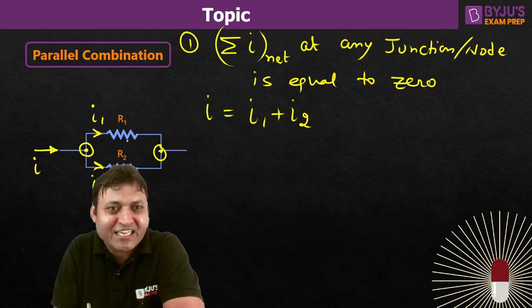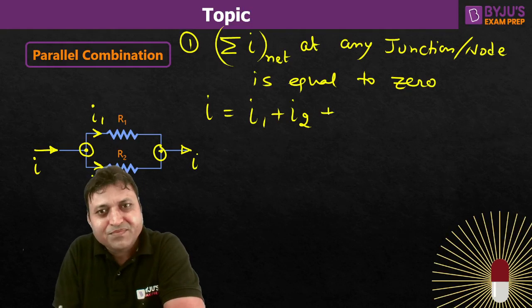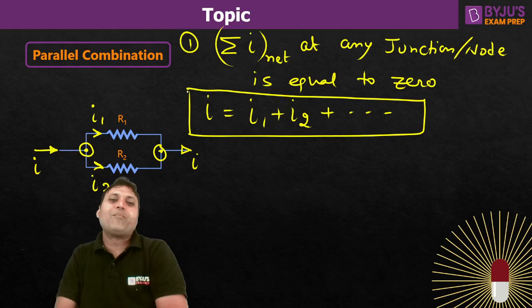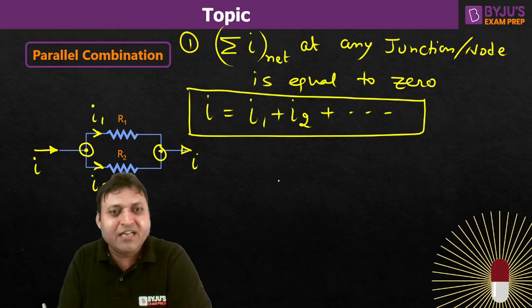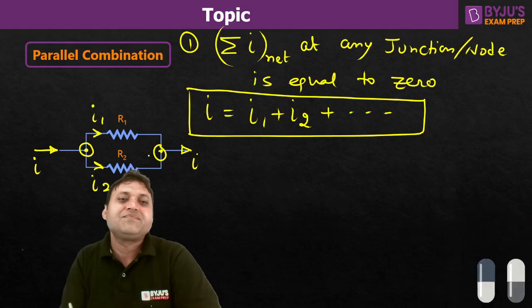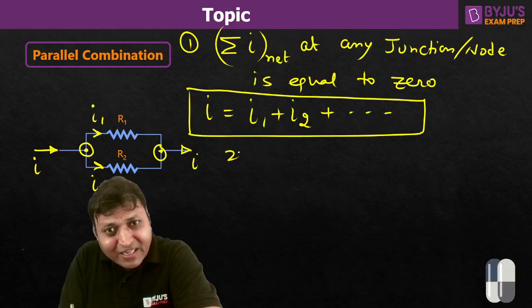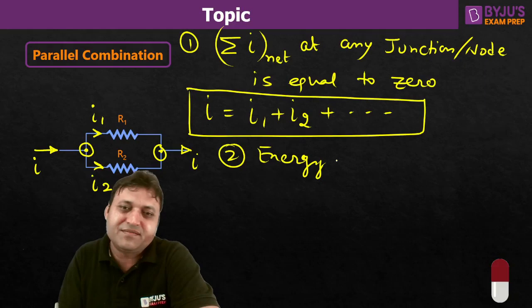Similarly, this is another junction. I1 and I2 should again be equal to I. There are multiple resistances. According to parallel combination, the total current flowing in the circuit will be equal to the sum of currents in individual resistances. And also the second point says the energy is a point function.